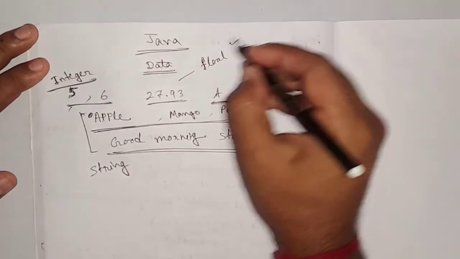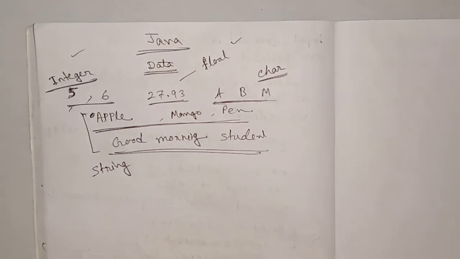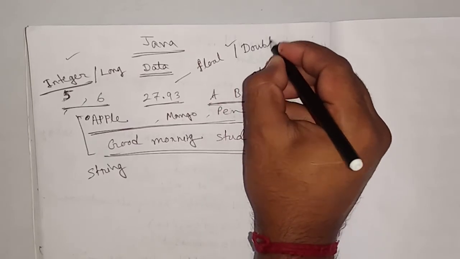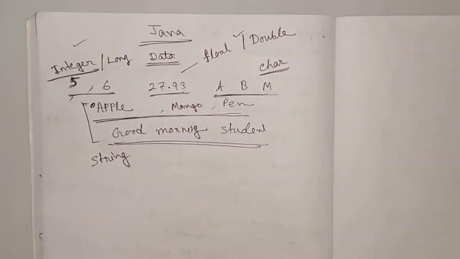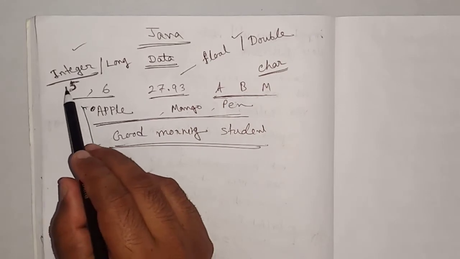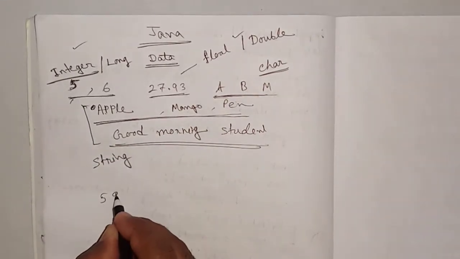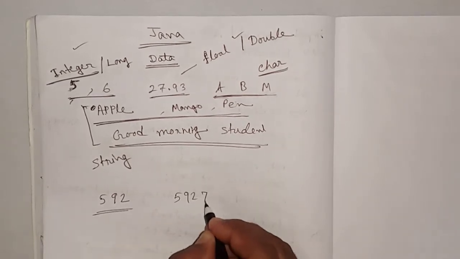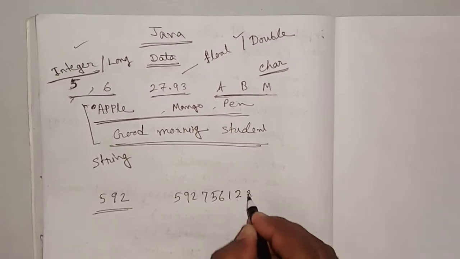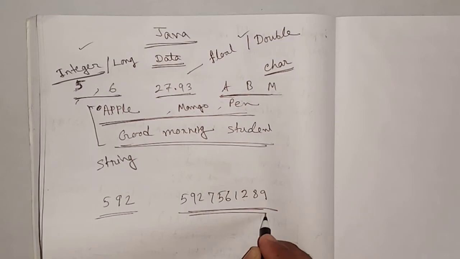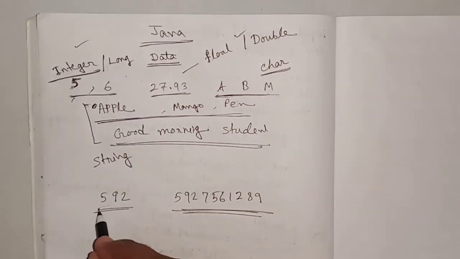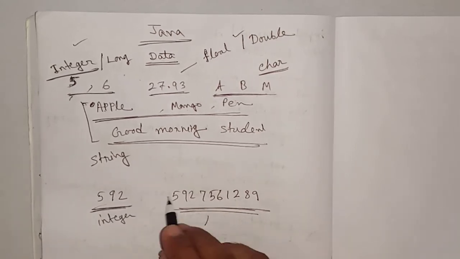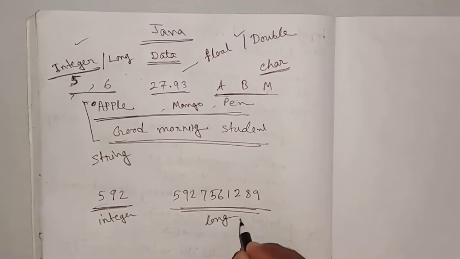But in two of these cases, there is an additional thing. One is long and one is double. So what is long, what is double? In a number, suppose you are writing 592, this is integer, no problem. If you want to write 592756128 9, too many numbers, this time we use long. For a short number we can easily use integer. For the largest numbers we use long.